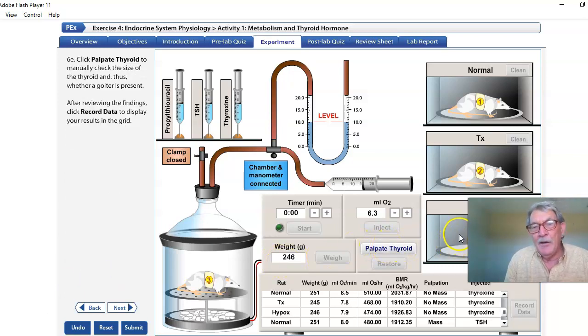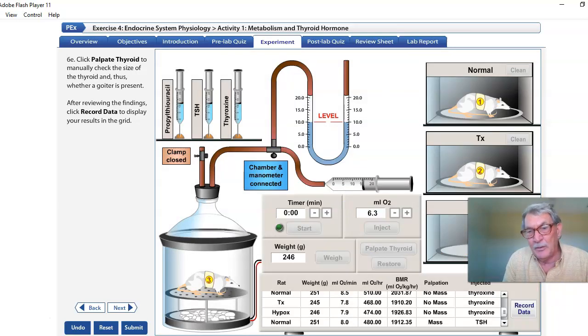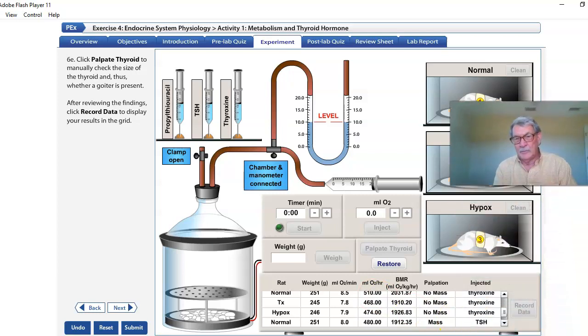Will he have a goiter? Well, he has a thyroid. If you gave him enough TSH, he might have a goiter. Let's see. No remarkable finding. Okay, so it looks like they gave him just the right amount. Okay, and then I'm going to bring him back, and I'm going to clean his cage. Should have hit done. If he's still there, I should have done record data.